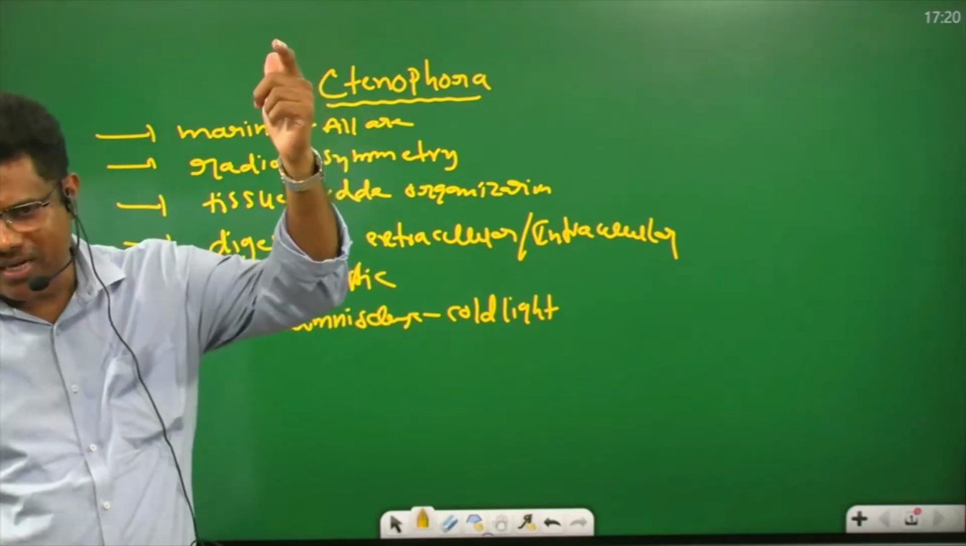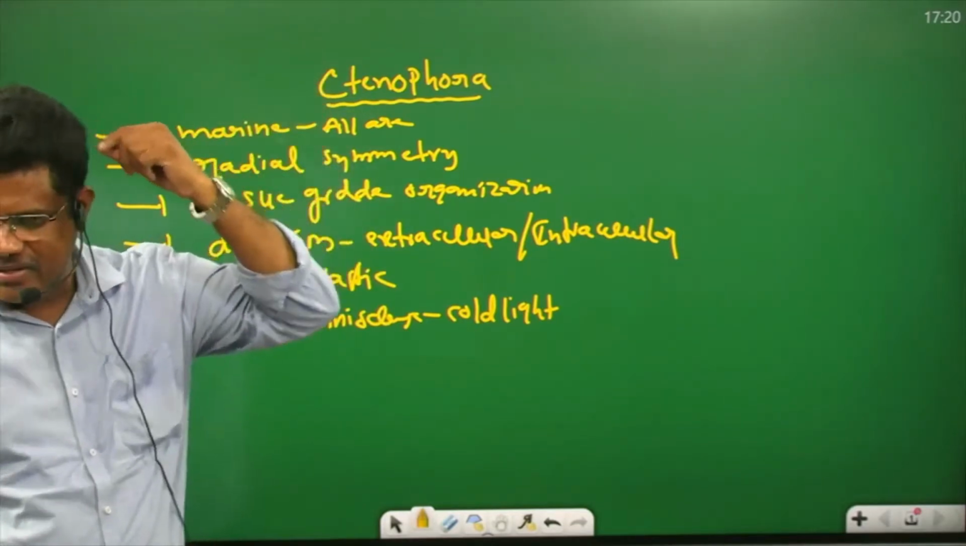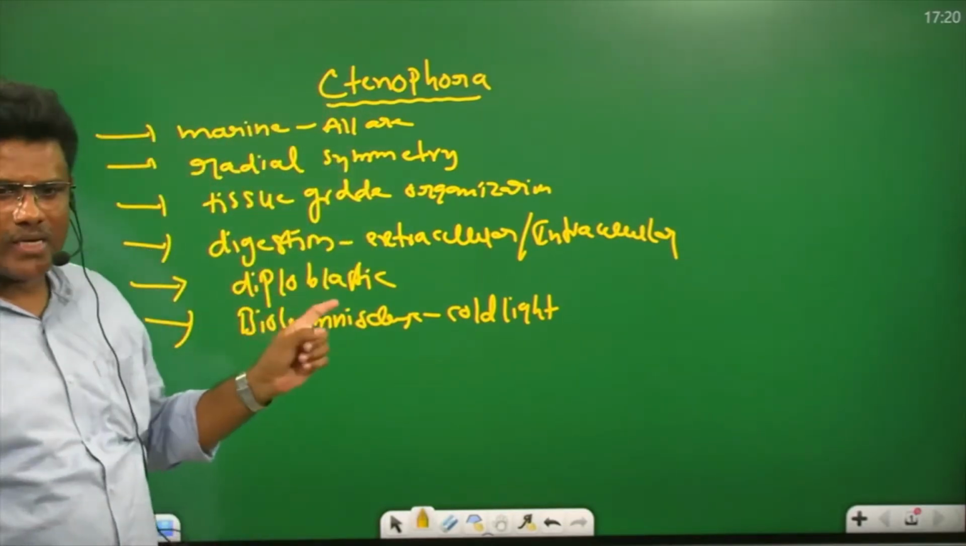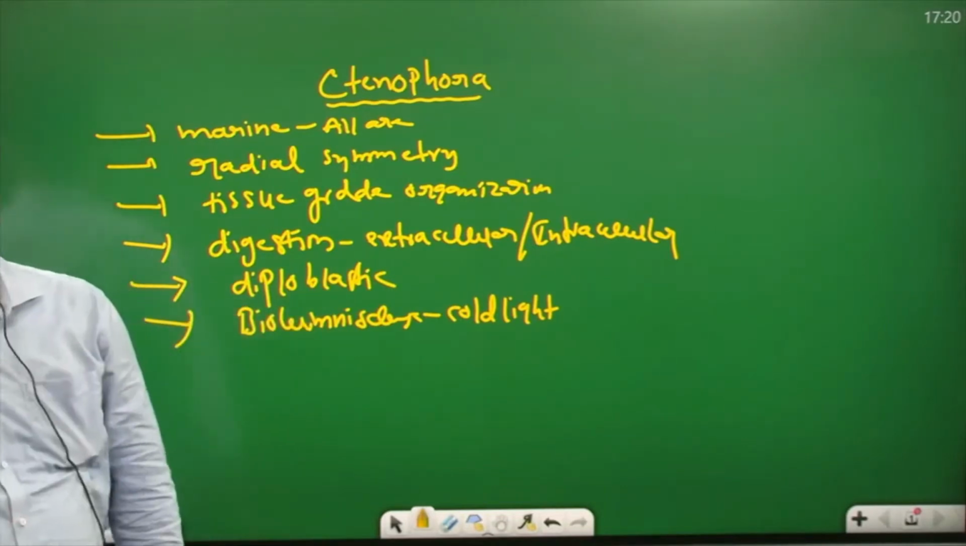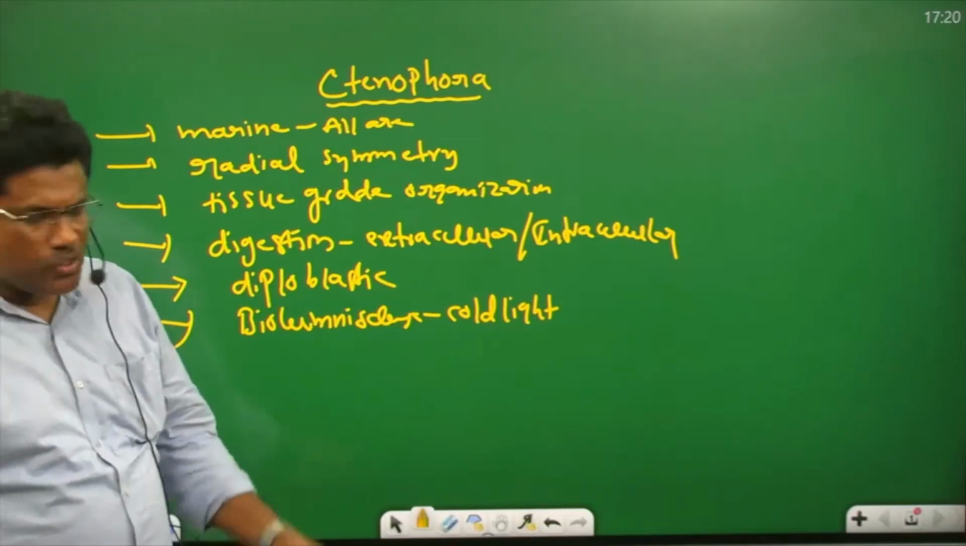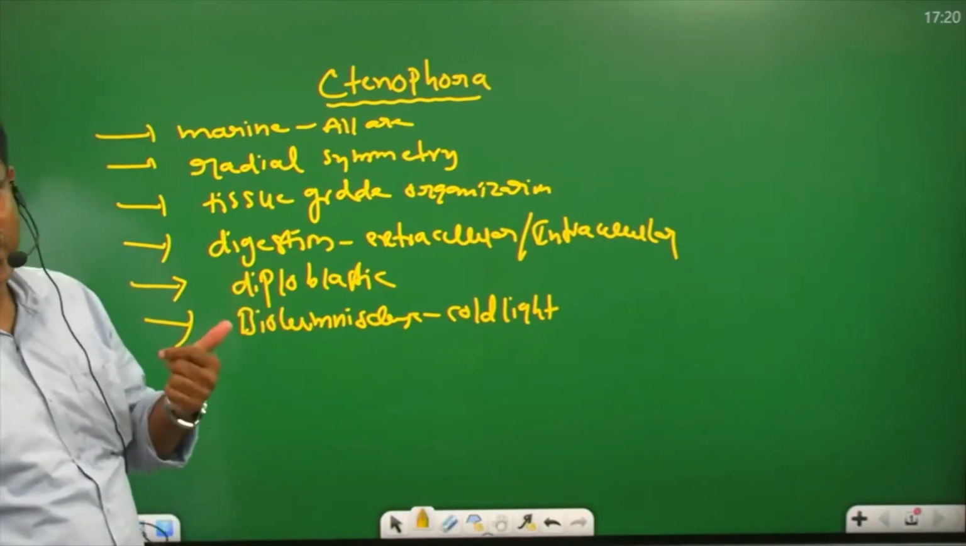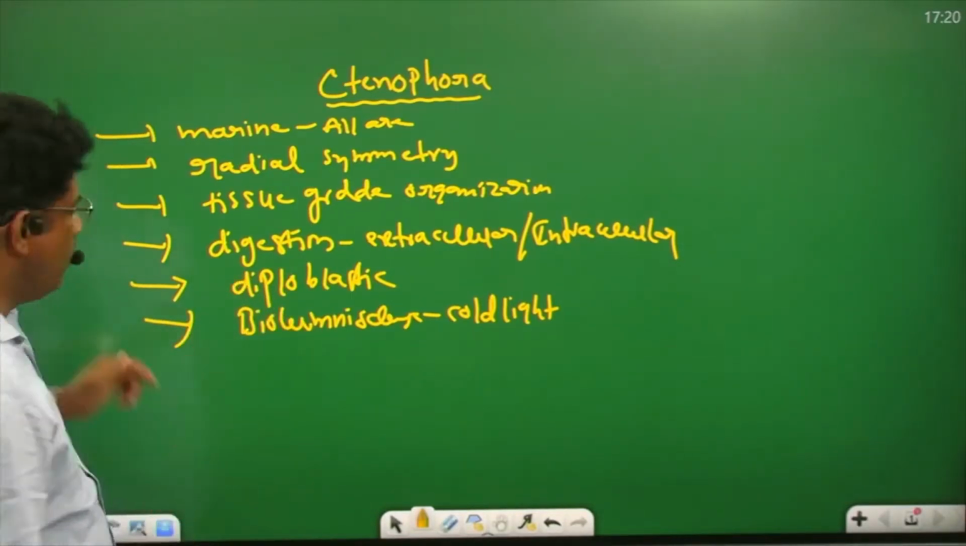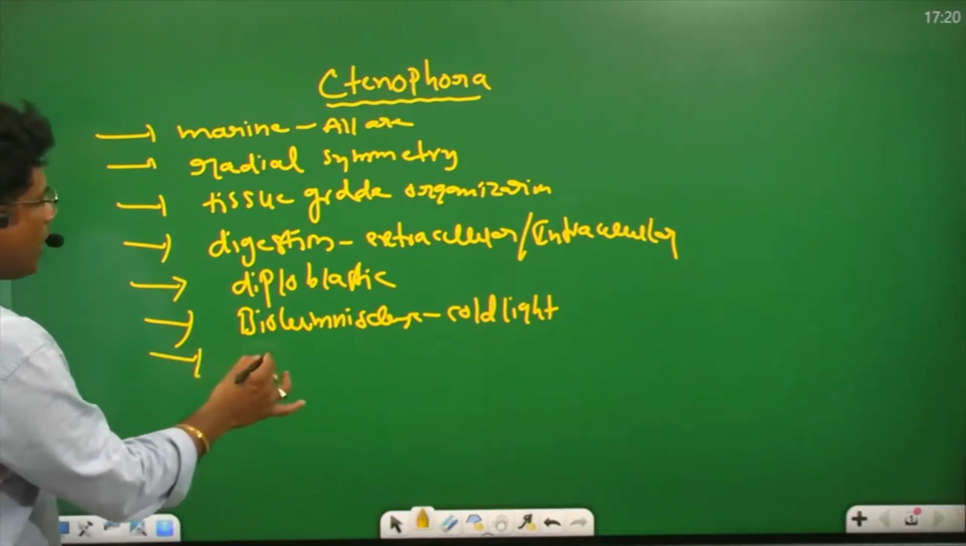The sun produces light, and in that light there is temperature. These animals produce light, and in their light there is no temperature. That is called cold light. Any doubts? So emitting light is called what? Bioluminescence. Only sexual reproduction occurs.